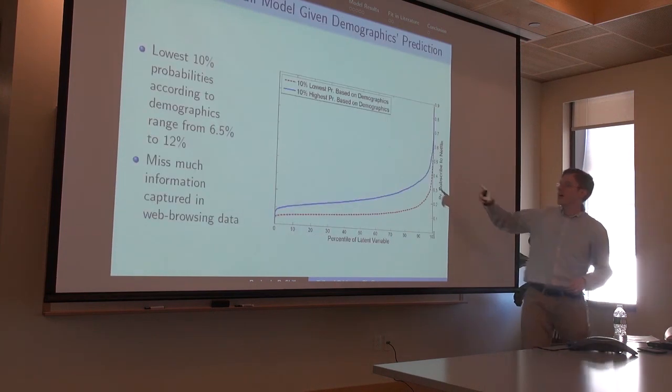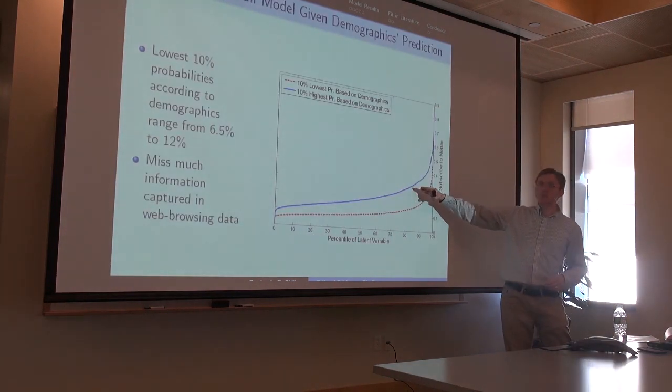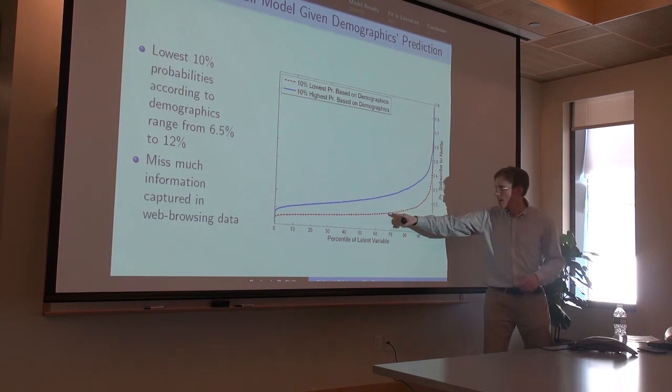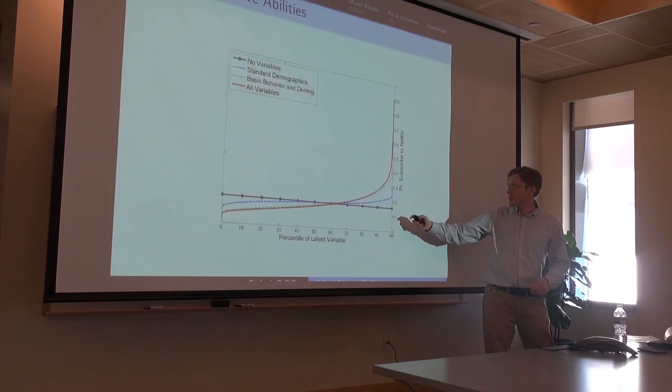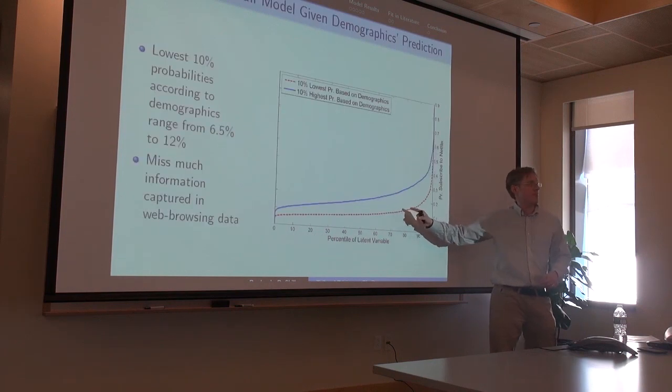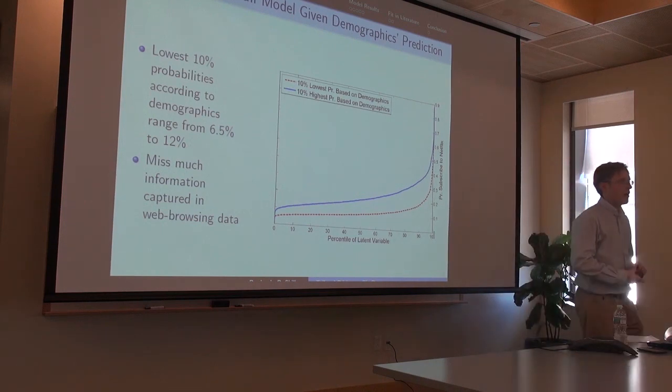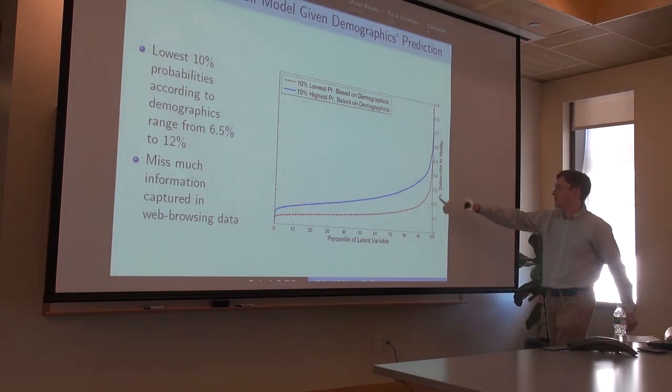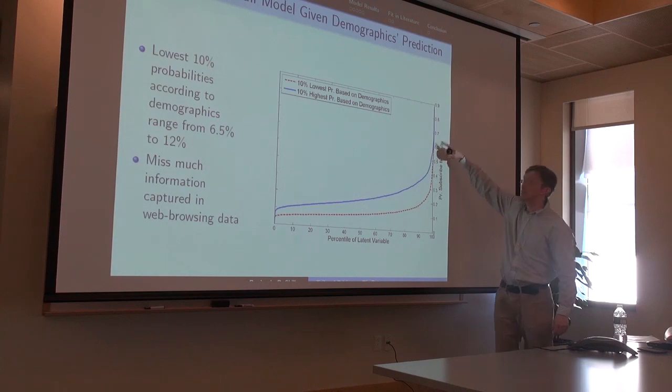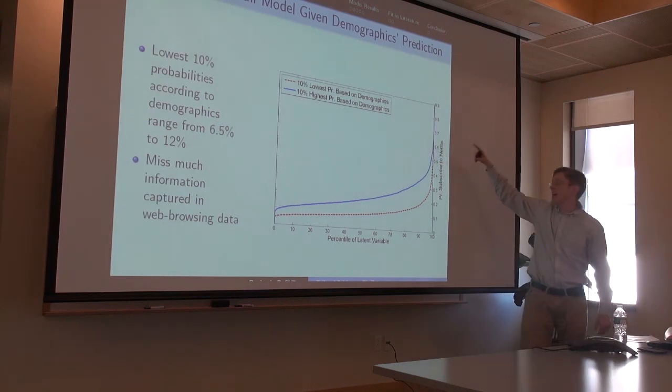Okay, so this just illuminates that even within, so this red line here, it's basically the same thing, but for just people who are predicted to have the lowest 10% probability of consuming Netflix according to demographics. So this just shows that there's still a lot of information lost. Some of these people based on demographics have very low probability, but in fact some of them have a very high probability, and the web browsing data is able to pick that out.